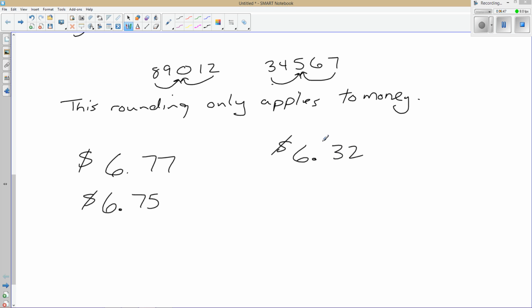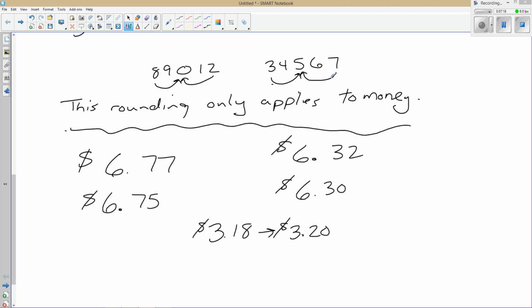$6.32 also rounds down in this case to $6.30. So in both these cases, I would make out better. The 7 is rounding down to the 5, so I don't have to pay 2 extra pennies. In this case, the 2 is rounding down to 0. Just as an example of when you would have to round up, if we had to pay 3.18 in cash, it would round up to 3.20. So this style of rounding, where a 7 rounds down to a 5 instead of rounding up to a 0, only applies when it comes to money.